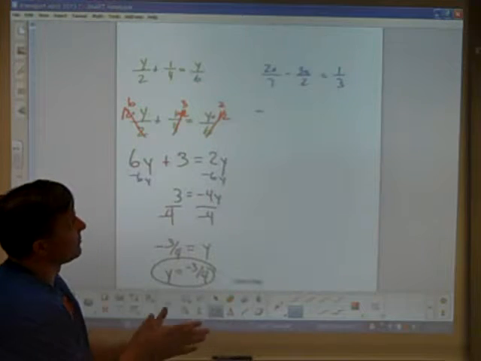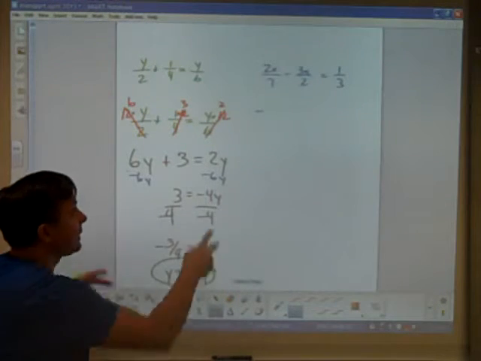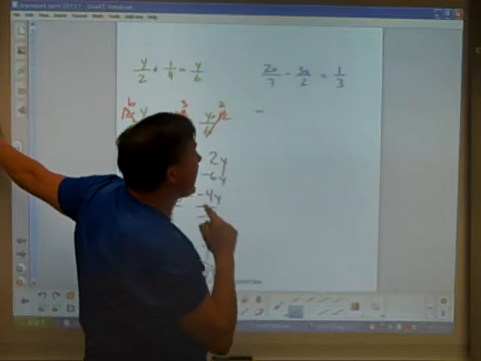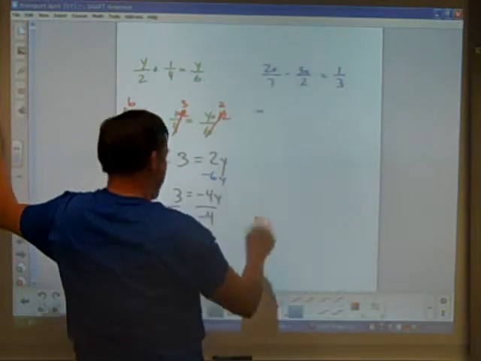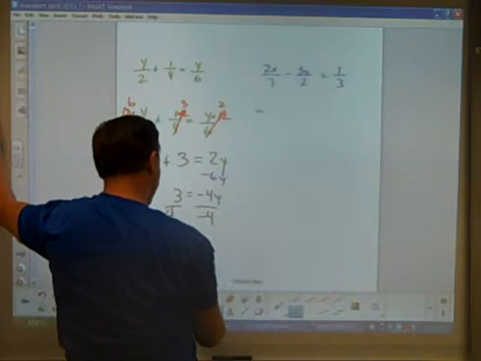I have 2x over 7 minus 3x over 2 equals 1/3. I got like terms. Now you could find a common denominator of 14, right, and combine them. But my argument is let's not waste that much time, all right? And there are some tricks here that can be done.